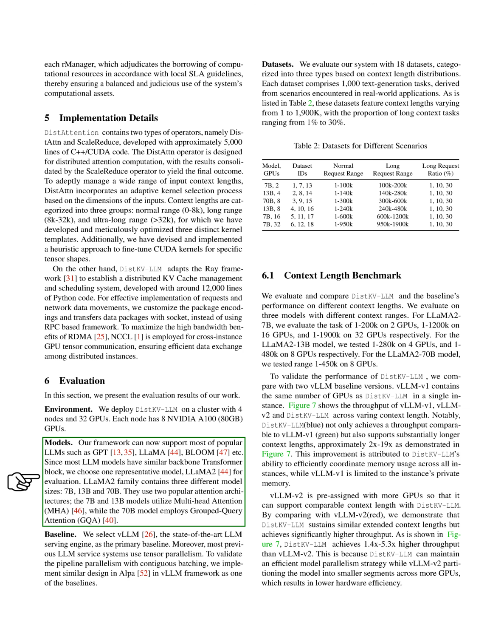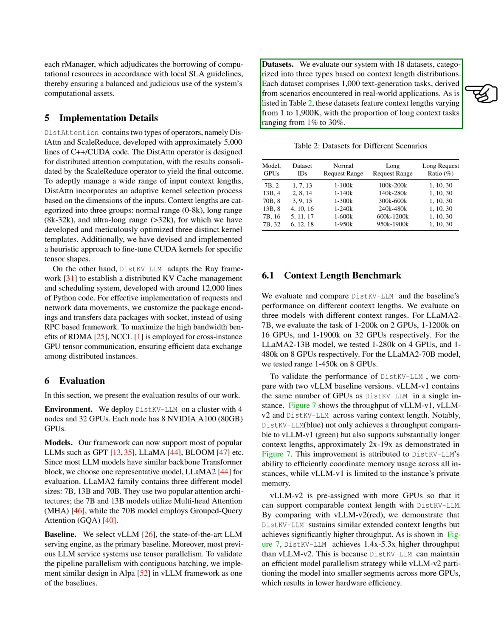The 7B and 13B models use a multi-head attention (MHA) architecture, while the 70B model uses a grouped query attention (GQA) architecture. We compared our system to vLLM, a leading LLM serving engine, and also to previous LLM service systems that use tensor parallelism. To test the effectiveness of pipeline parallelism with contiguous batching, we implemented a similar design in ALPA in the vLLM framework.